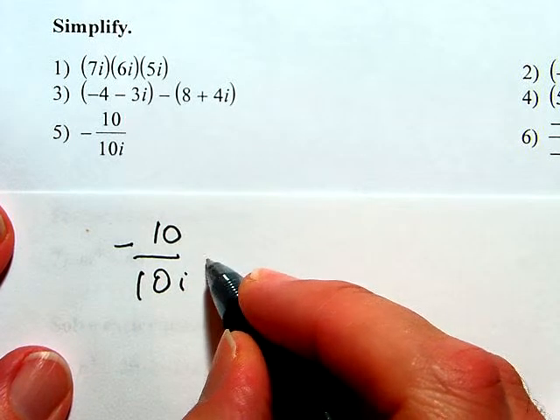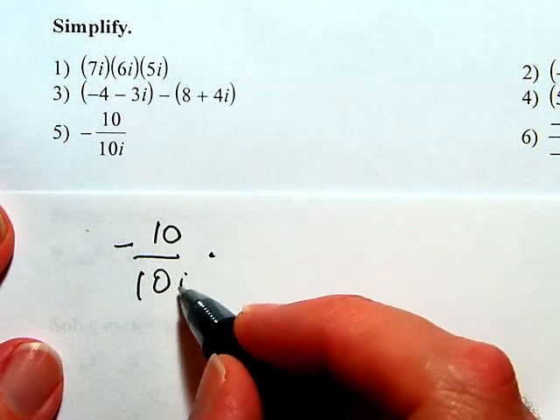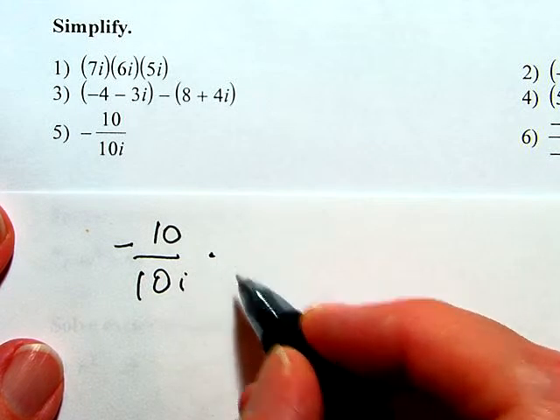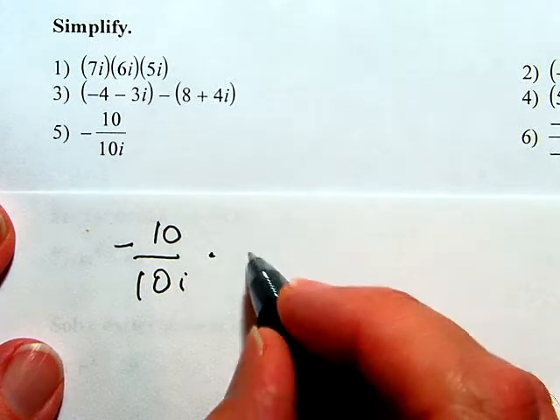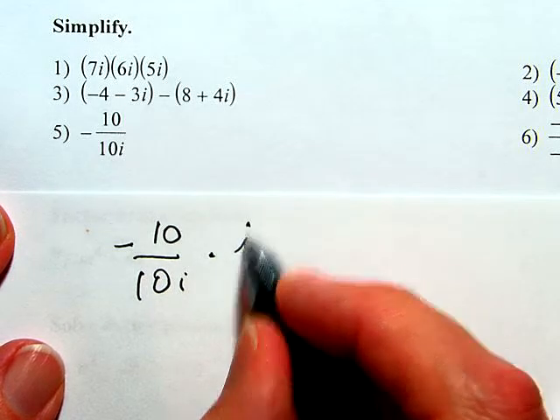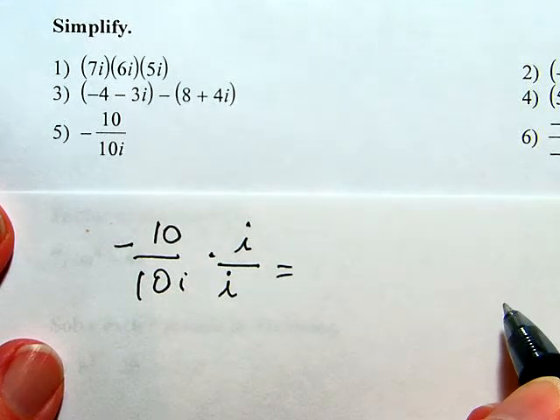So the way we get rid of it is we multiply. The simplest way to do it is to somehow get rid of the i. We know that i times i is negative 1, and that would get rid of the imaginary part. So we can multiply this fraction by i over i, in other words.